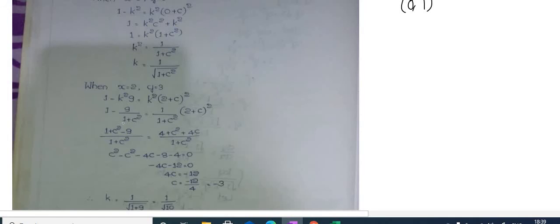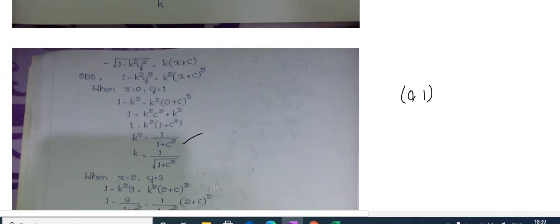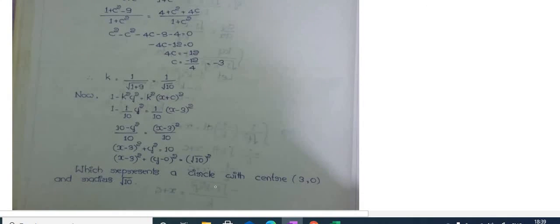That's why 9 by 1 plus c square. Here also we are substituting k square value, 1 by 1 plus c square, 2 plus c whole square as it is. Expand 2 plus c whole square. Here also you can take LCM. Take these two terms, they get cancelled. Take all terms one side and find out c value. After finding c value, substitute that value in k. Then we are going to get k in terms of numerical value.